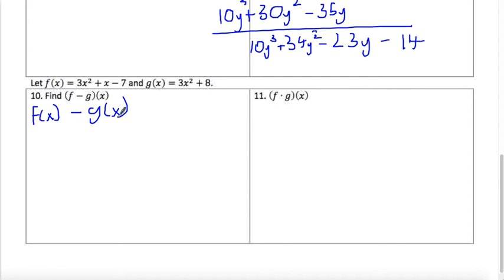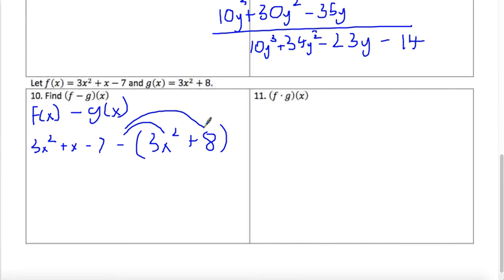And we know what those things are. f of x is 3x squared plus x minus 7. And g of x is 3x squared plus 8. And notice it's in parentheses because I want to make sure I subtract the whole thing and not just part of it. So the difference being that this negative needs to distribute to both. So 3x squared plus x minus 7 minus 3x squared minus 8.